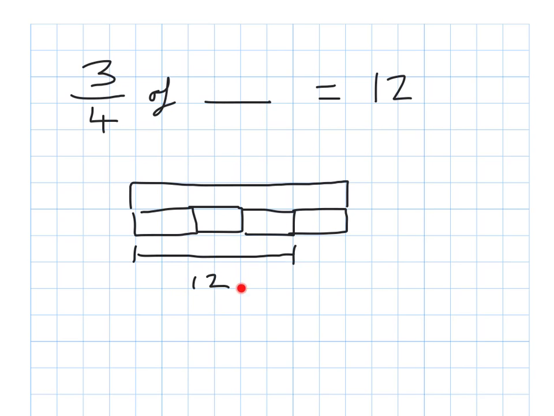So we now have to split our 12 3 ways. 12 divided by 3 gives us 4. So the final section must also be 4. So 4 add 4 add 4 add 4, or 4 4s is 16. So 3/4 of 16 is 12. We can check that by finding 1/4 of 16. A quarter of 16 is 4, which we can see in our diagram here. And so 3/4 is 3 4s, which is 12.